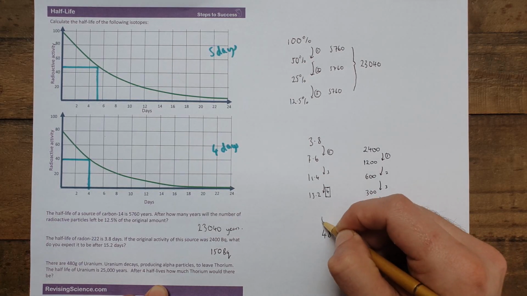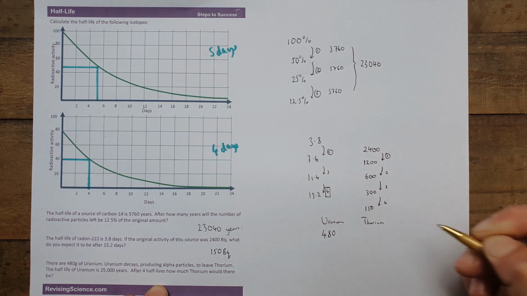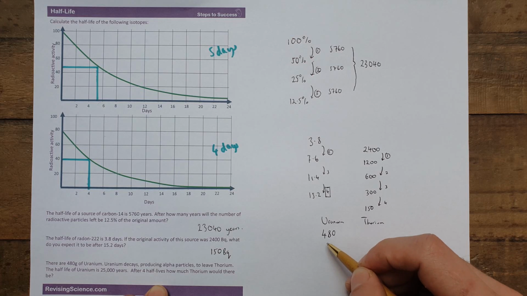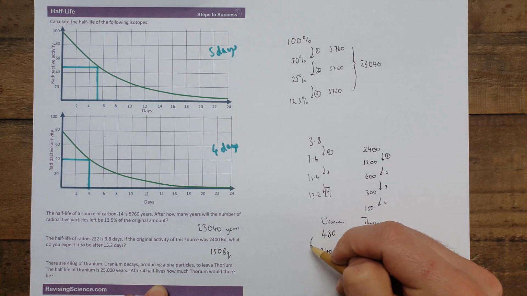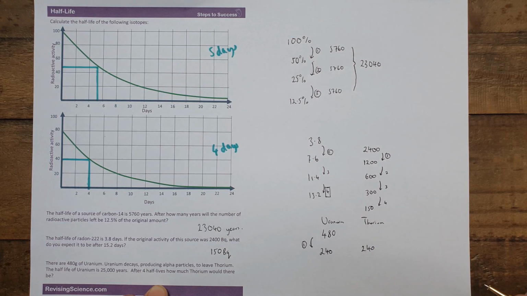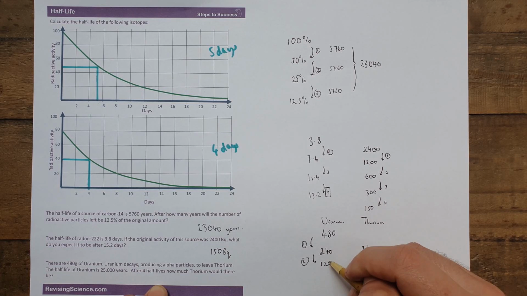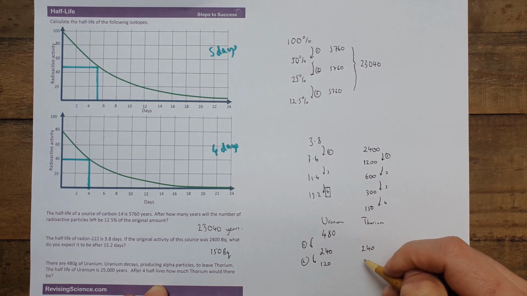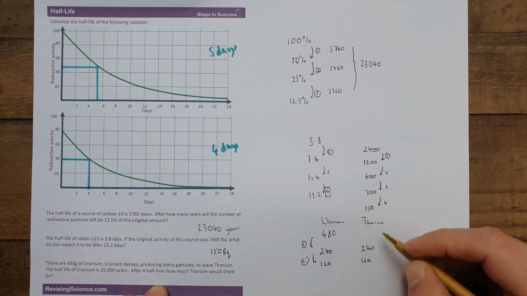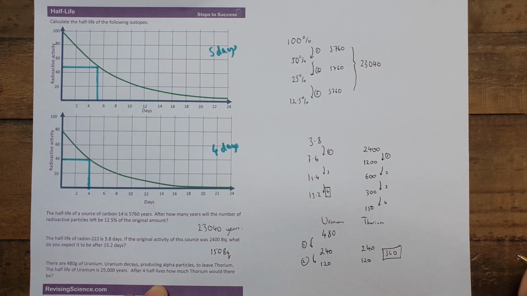So originally we'd start off with 480 grams of uranium, and we wouldn't have any thorium. After one half-life, the uranium would decay to 240. The remaining 240 would therefore turn into thorium. After our second half-life, 240 of uranium would turn into 120 of uranium, with the remaining 120 turning into thorium. So after 2 half-lives, we would have not only 120, but the original 240, we'd have 360 of thorium.